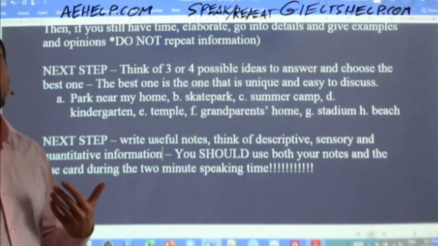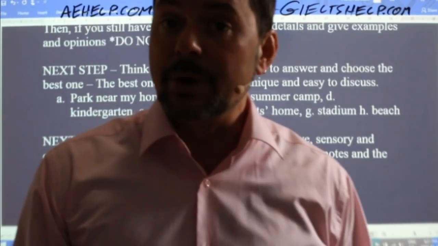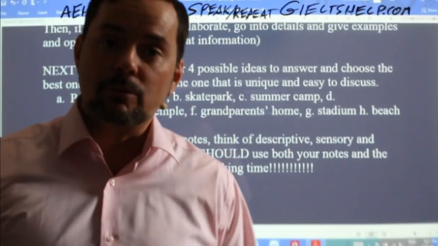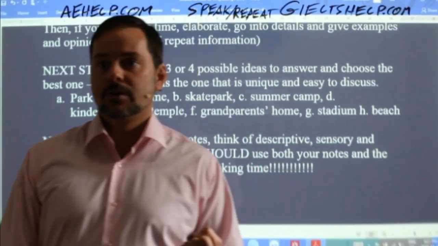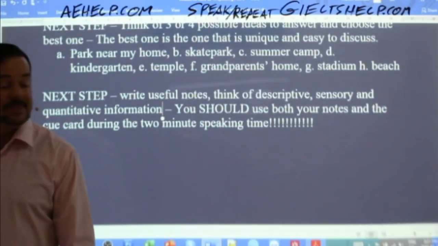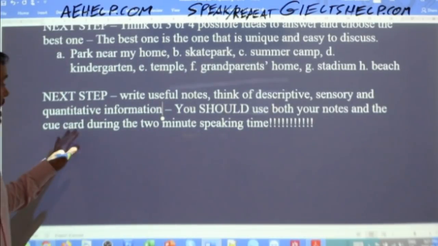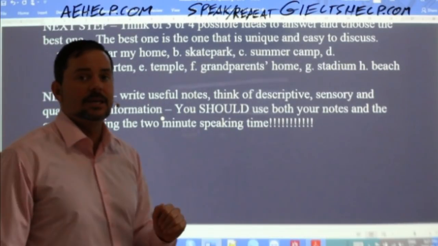When did you go to summer camp? What was the exact date, okay? 3 weeks in August. That would be useful notes, okay? All right. So useful notes. And then you should use your notes and the card during the 2 minute speaking time.